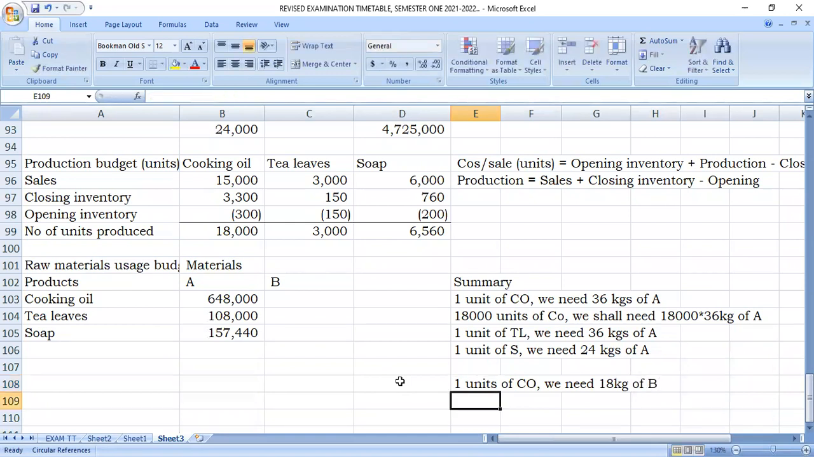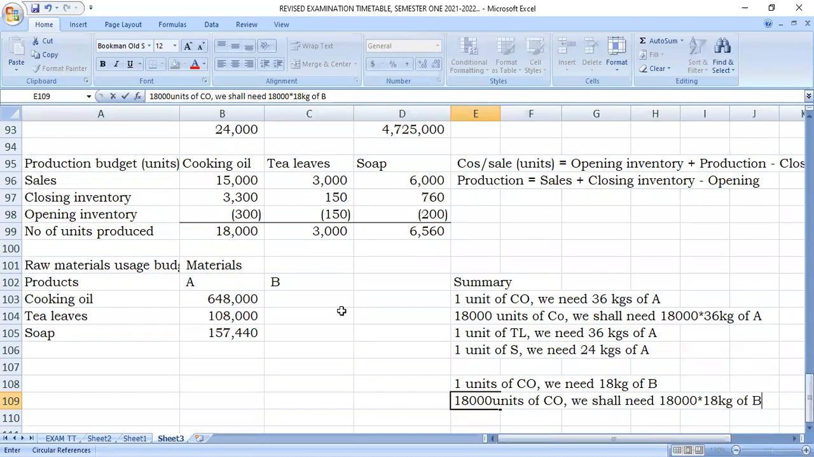B. So meaning that since cooking oil will need to produce 18,000 units, cooking oil needs 18,000 times the 18 kgs of what? Which will give us this times 18. Okay, that is for B.